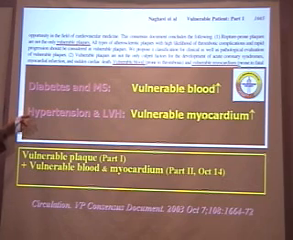And in hypertension, maybe a hypertrophic myocardium could play a role in sudden death and could explain some cases of sudden death in primary prevention in left ventricular hypertrophy. So diabetes and left ventricular hypertrophy could be states where vulnerable blood and vulnerable myocardium play a role in primary prevention.